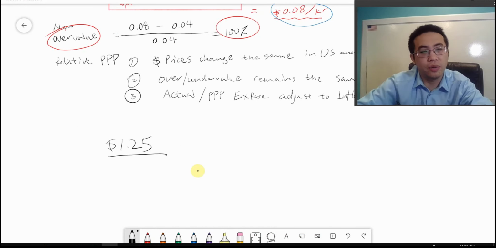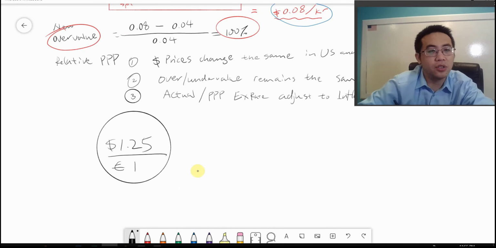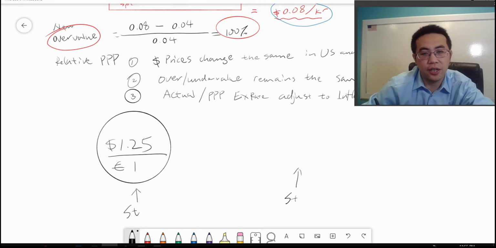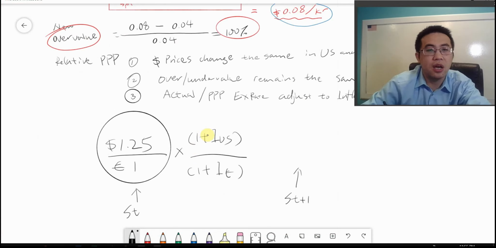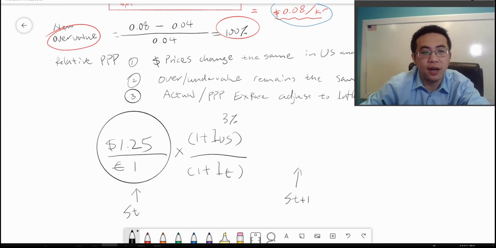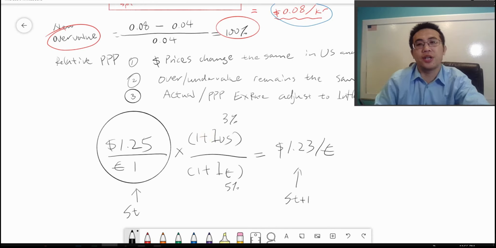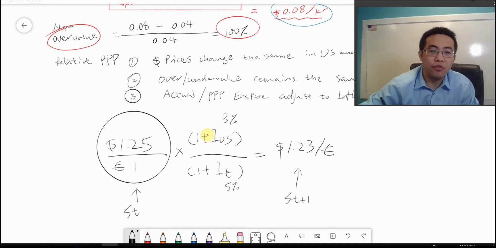You can just write down $1.25 per euro, the exchange rate right now, and you want to figure out the exchange rate one year later. You will need to multiply by 1 plus the US inflation over 1 plus the euro inflation. In this case, US inflation is 3% and euro inflation is 5%. Then you get your result as $1.23 per euro if you round it. And this is the exchange rate a year later.